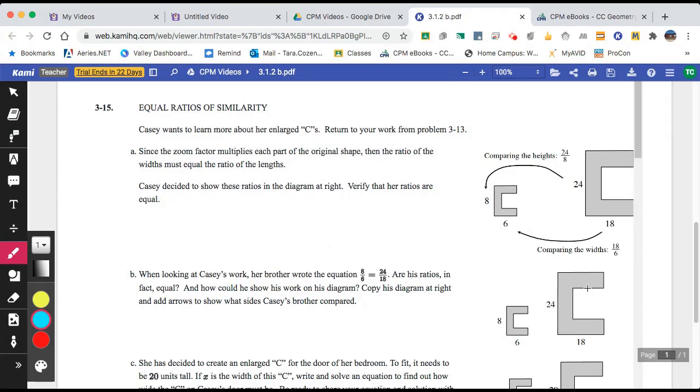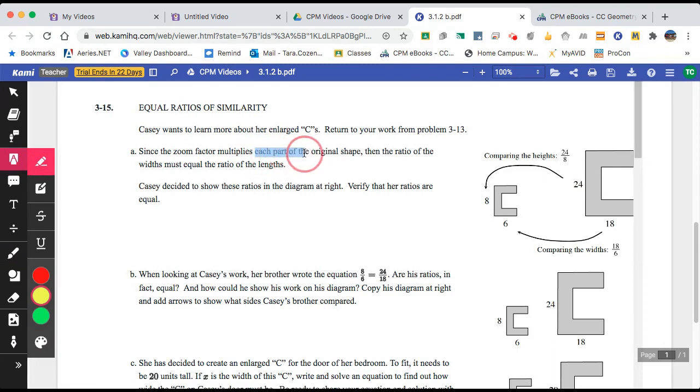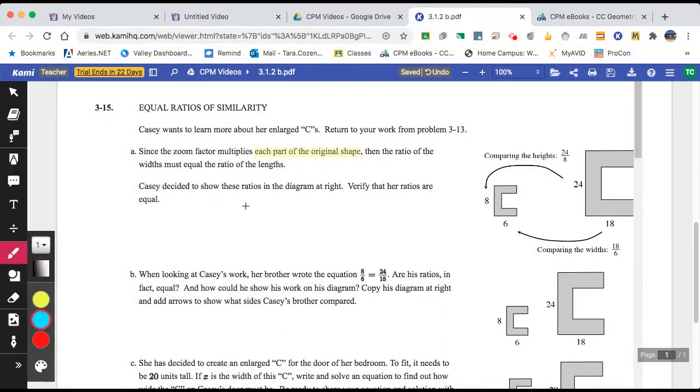Okay, continuing with lesson 3.1.2, we are on question 3-15, equal ratios of similarity. Casey wants to learn more about her enlarged C's. So we're going to look at our work from problem 3-13. Since the zoom factor multiplies each part of the original shape, so every section, then the ratio of the widths must equal the ratio of the lengths.